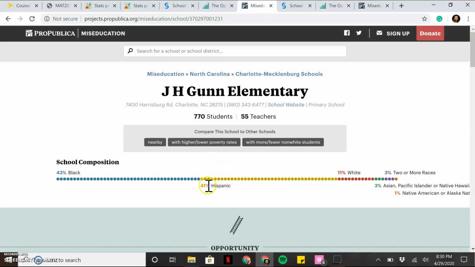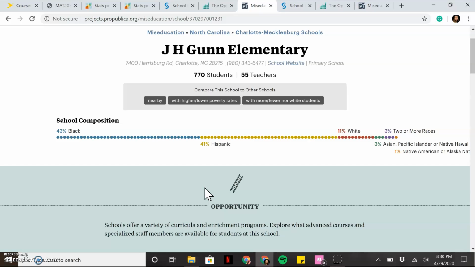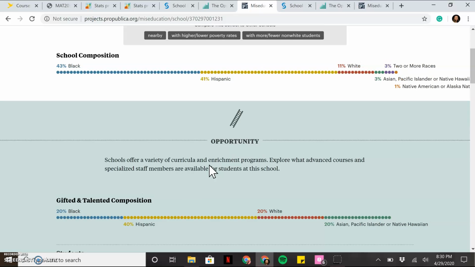Over to this website right here, you can see that 43% of the school is Black and 41% of the school is Hispanic. When I was looking at these two different schools, you'll see that they're both dominated by minorities, what I would consider minorities, because here in New Hampshire, at least in my schools growing up, it was predominantly white. So this was kind of shocking to see, just going through the different data through North Carolina.